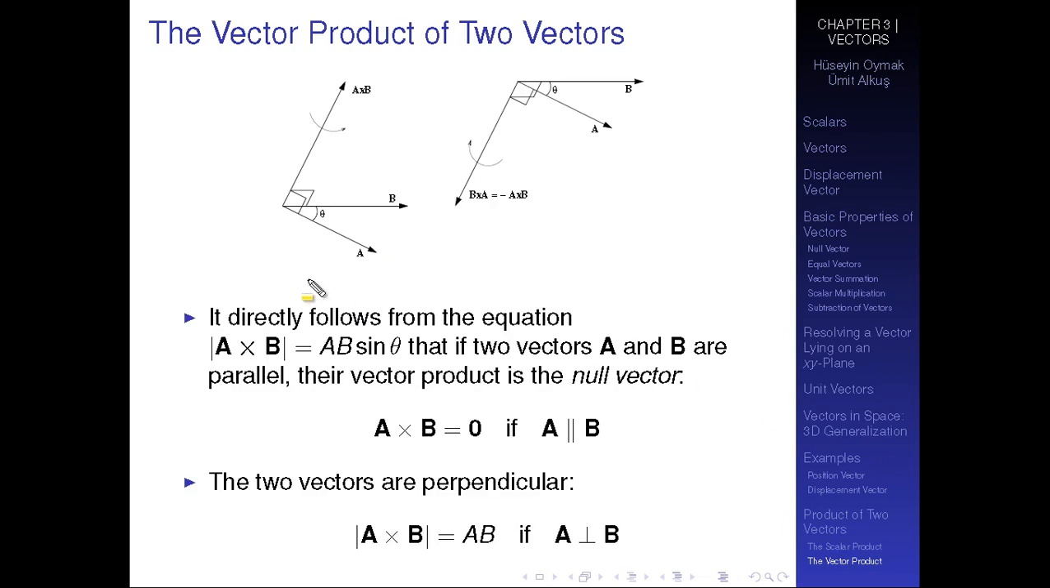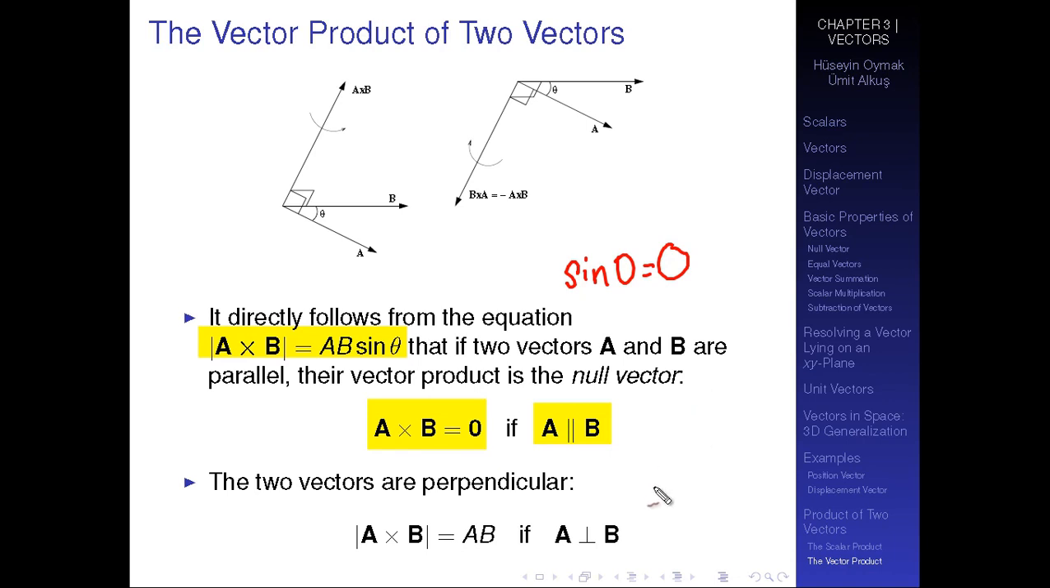It directly follows from the equation, that is, magnitude of A cross B equals AB sine theta, that if two vectors A and B are parallel, that is, theta is 0, then vector product of these vectors is the null vector. So, A cross B is 0. Then we write A cross B is 0 if vector A is parallel to vector B.